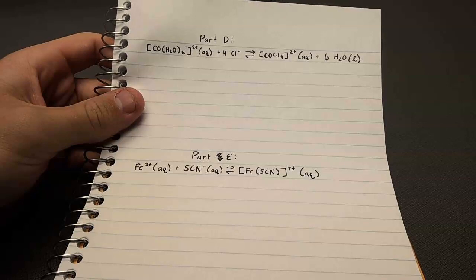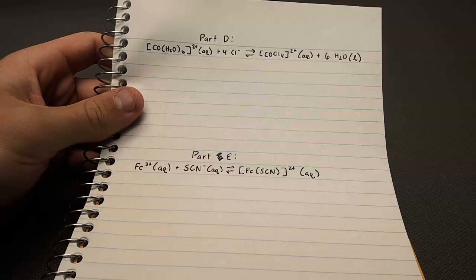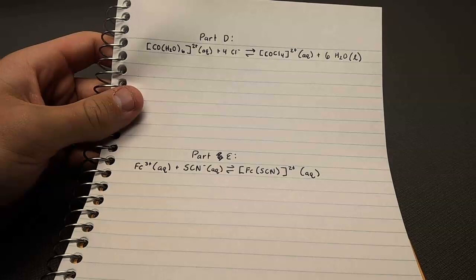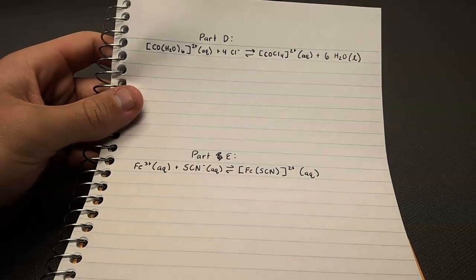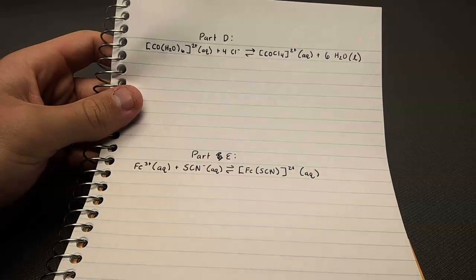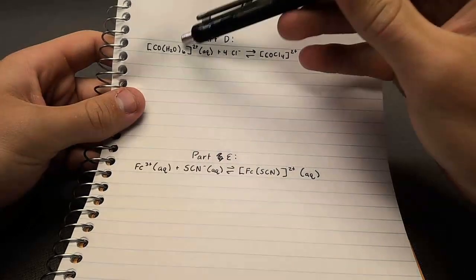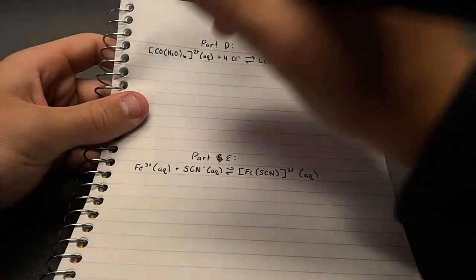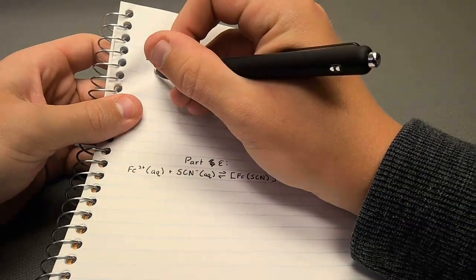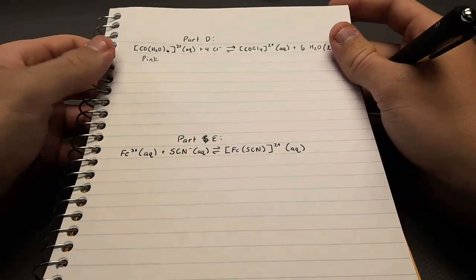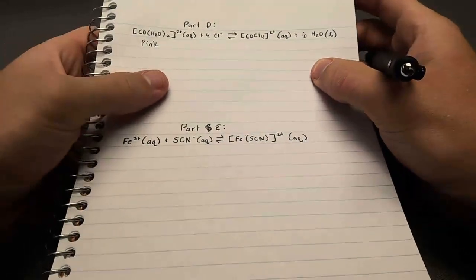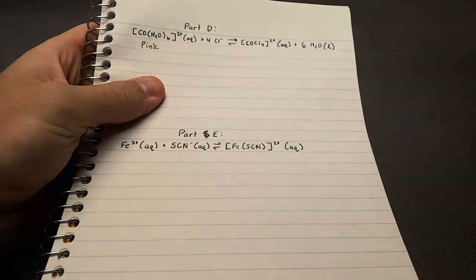Co(H2O)6 2+ aqueous plus 4Cl- reacts, or becomes, CoCl4 2- aqueous plus 6H2O liquid. Now, to begin this, you first want to determine the colors of these ions. The ion Co(H2O)6 was, or started out as, a pink color. The color of the next one you want to look at is CoCl4 2-, which was a blue solution.